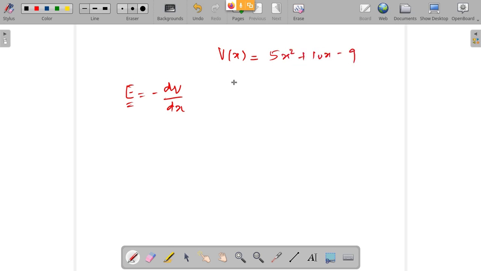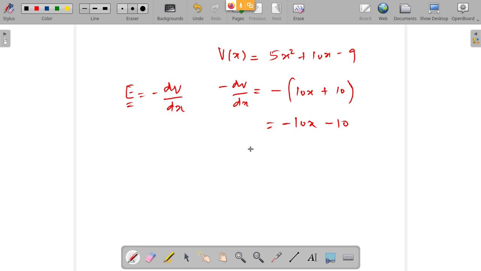So you have to do dV by dx with a negative sign. So minus dV by dx is equal to minus, 5 into 2x is 10x, so minus 10x plus 10. 9 will be a constant, so the differential is 0. So you get minus 10x minus 10. This is minus dV by dx.